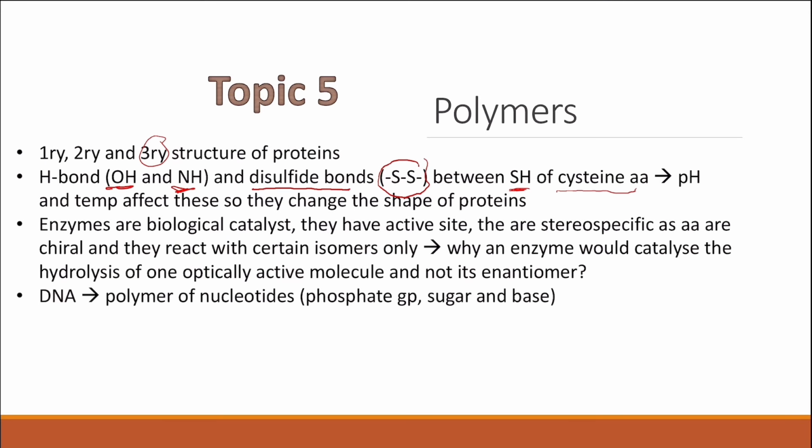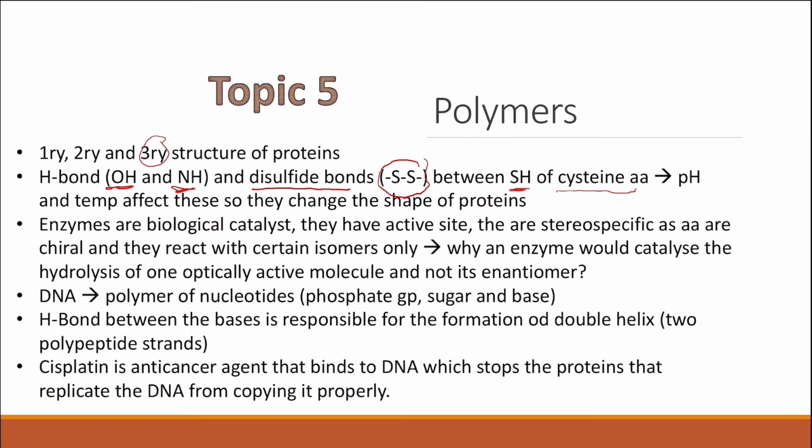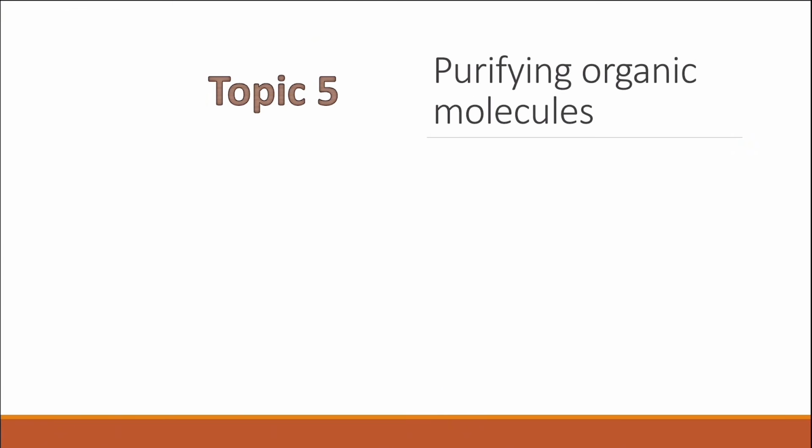And then DNA. So DNA is a polymer of nucleotides. They have the phosphate group, sugar, and the nitrogenous bases. There is a hydrogen bond between the bases, which is responsible for the formation of the double helix. There are two polynucleotide strands. And don't forget that cisplatin is an anti-cancer agent that binds to the DNA, and it stops the proteins that replicate the DNA from copying it properly. So in case they ask you about cisplatin and how it's used as an anti-cancer agent.